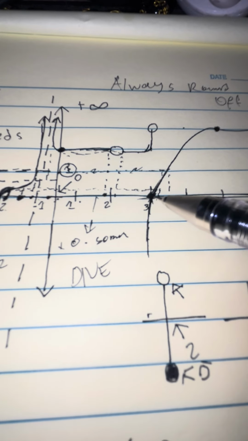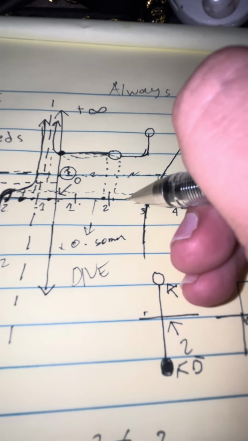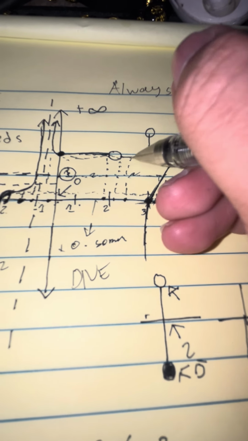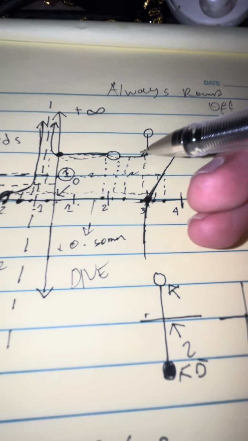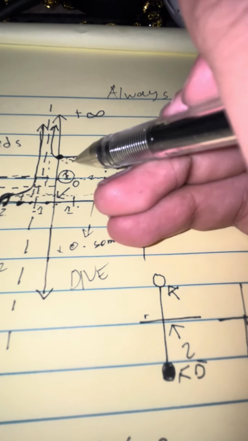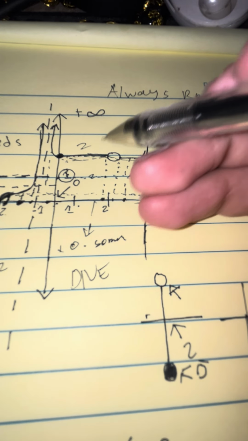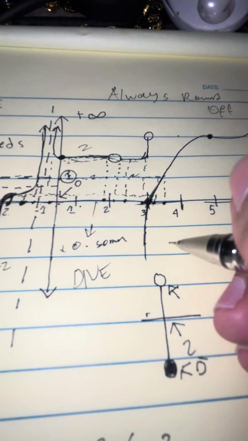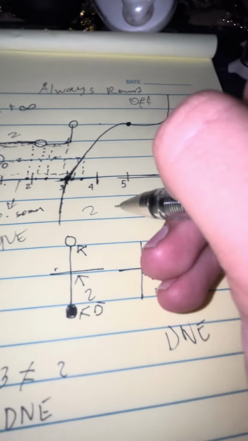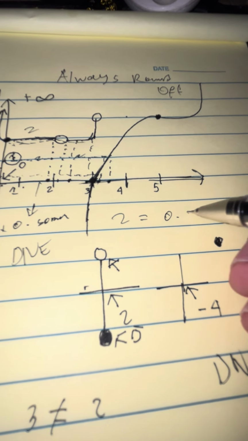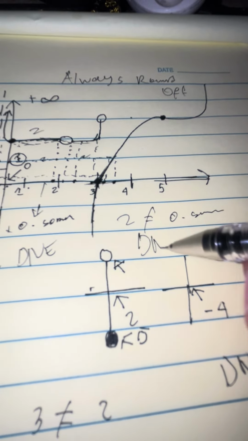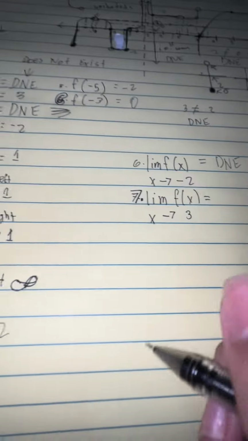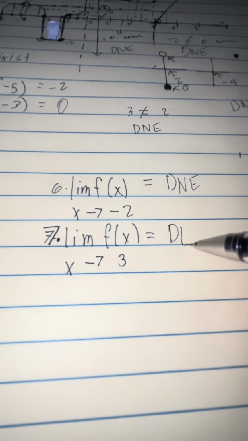Now from the left, if we get to the middle, you'll see that it's different. It's 2. And if you get as close as possible, you can see that it's still 2. So 0 point something and 2, are they equal? They are not. That means that the answer is D and E.